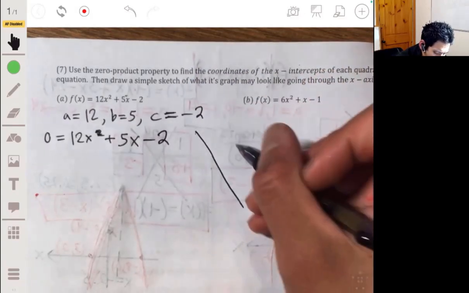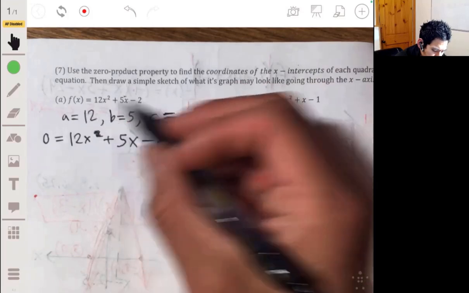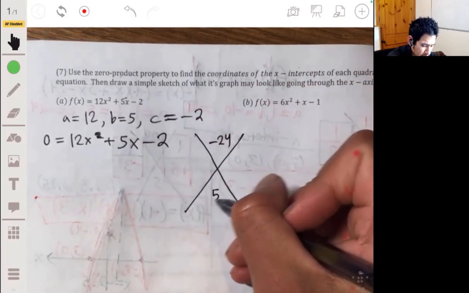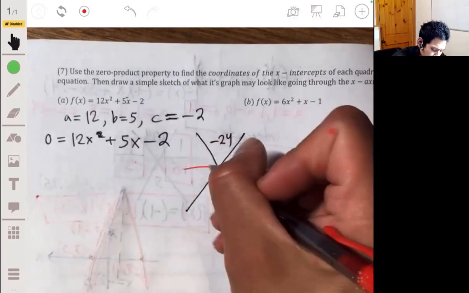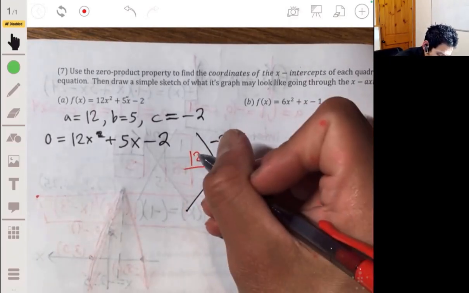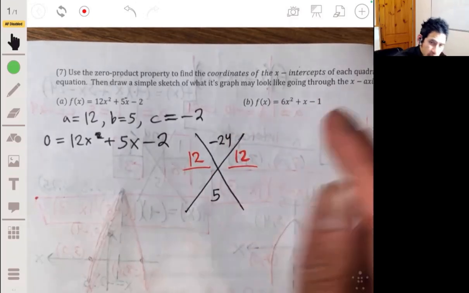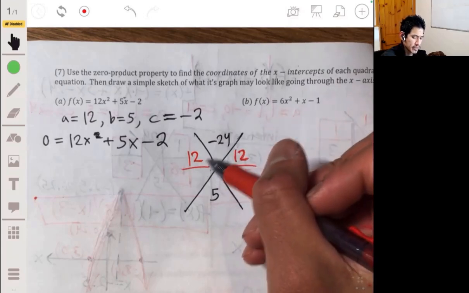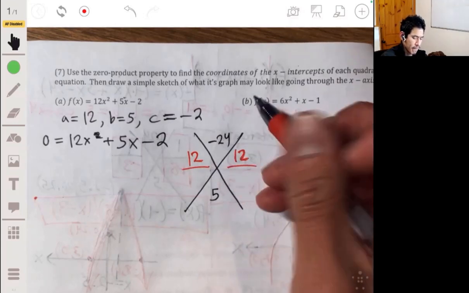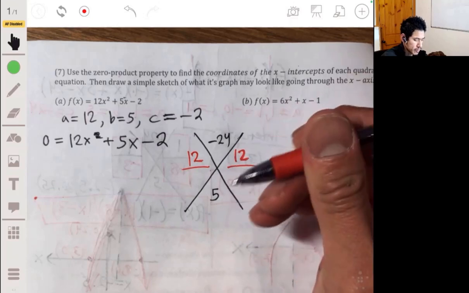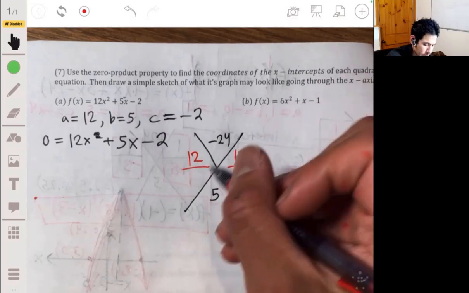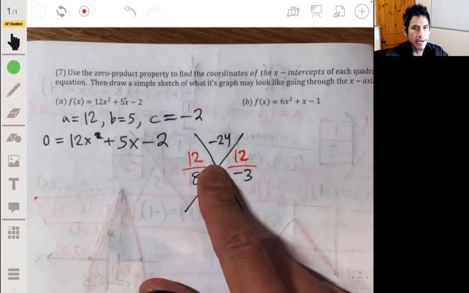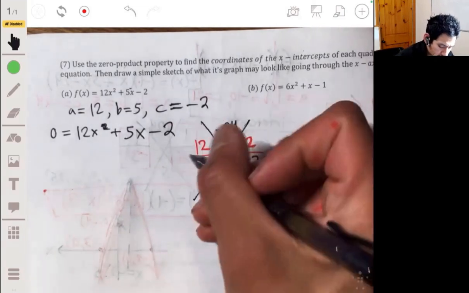So let me put it over here. So a times c on top, so 12 times -2 on top, -24. B in the bottom, or 5 in the bottom. A over something, 12 over something, and 12 over something there. And this is where it really helps to have this strategy, because the a is not equal to 1. From here, find two numbers that multiply to -24 and add to 5. So what are they? That's right. They're 8 and -3.